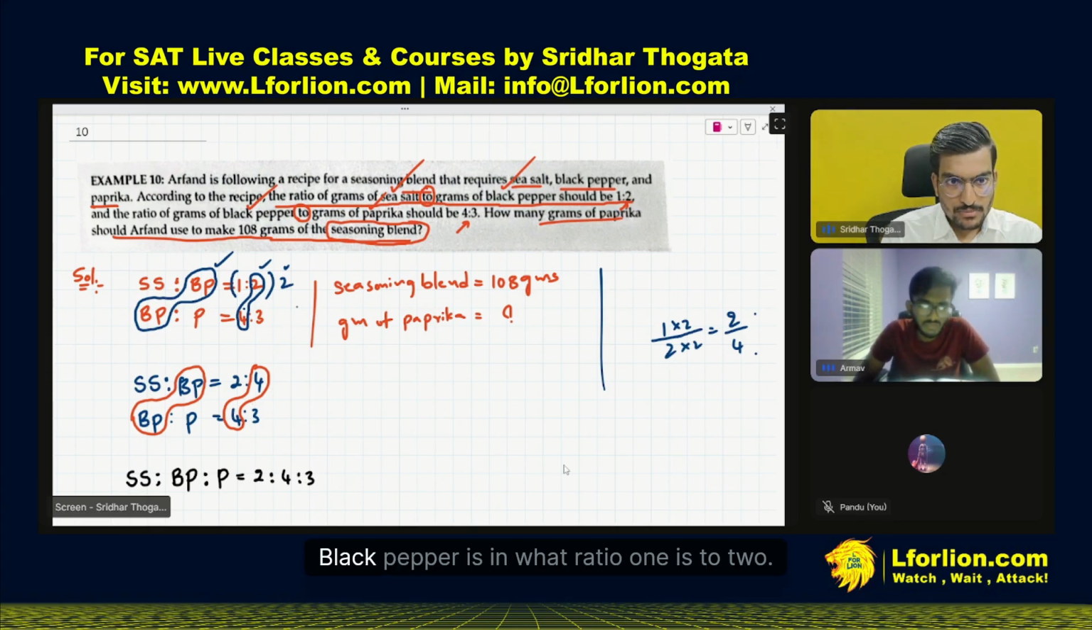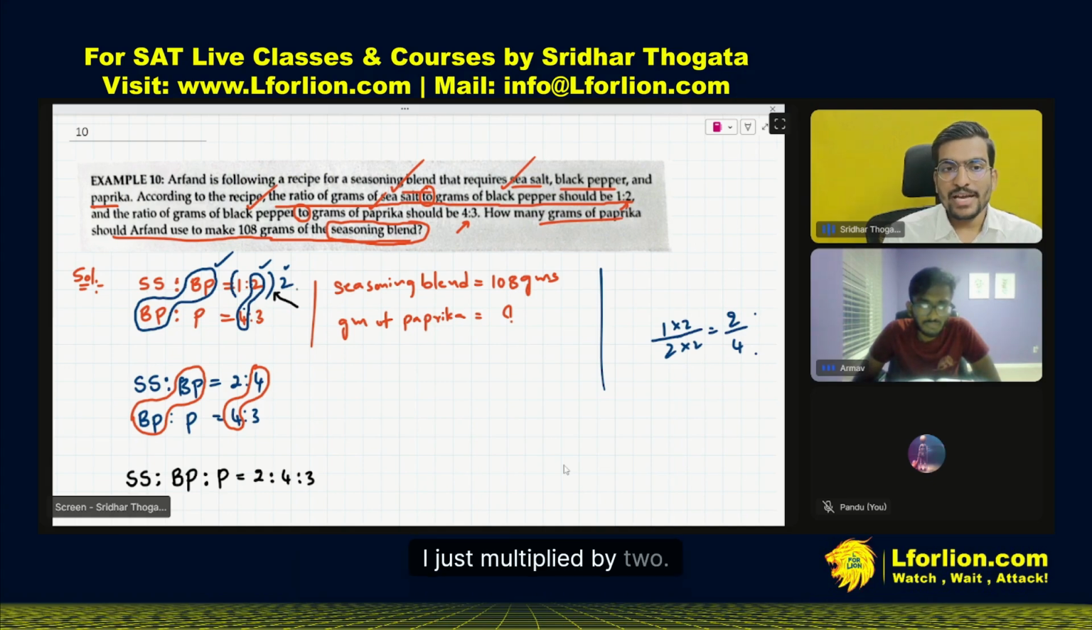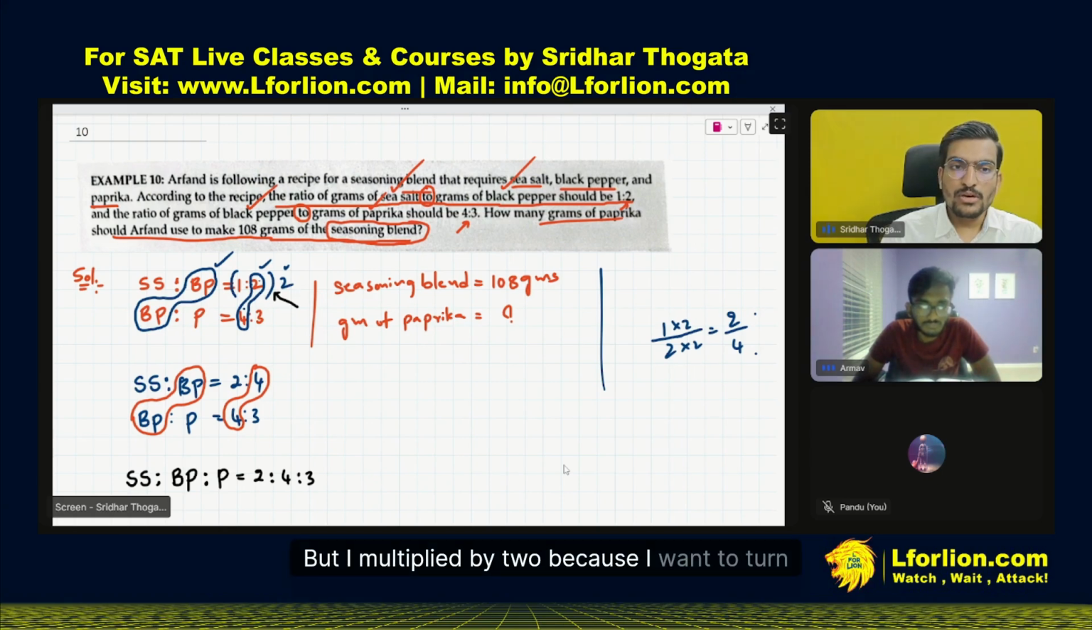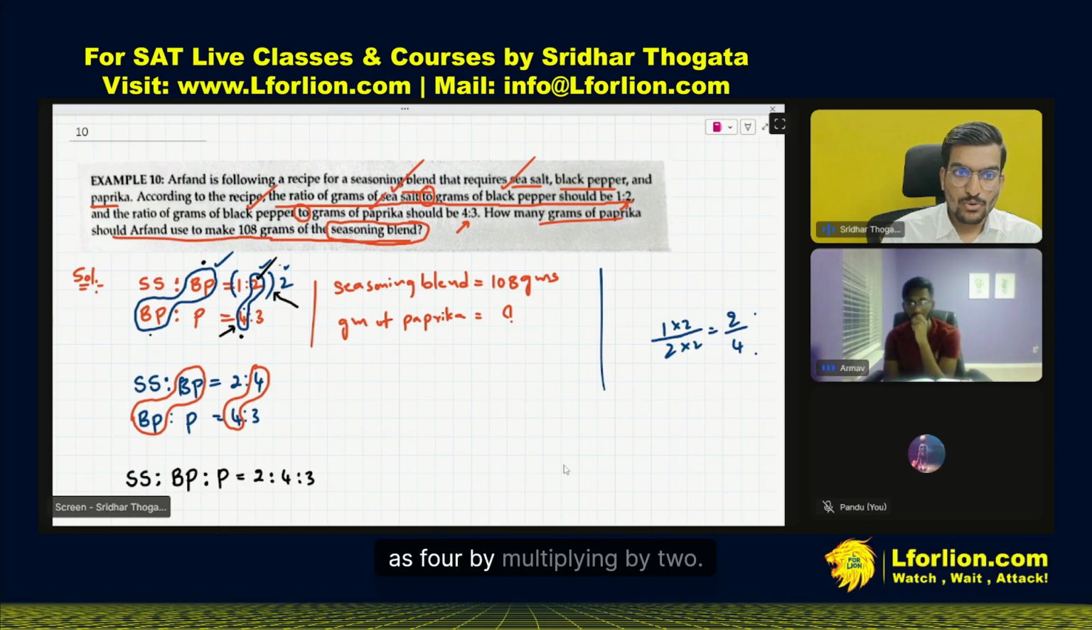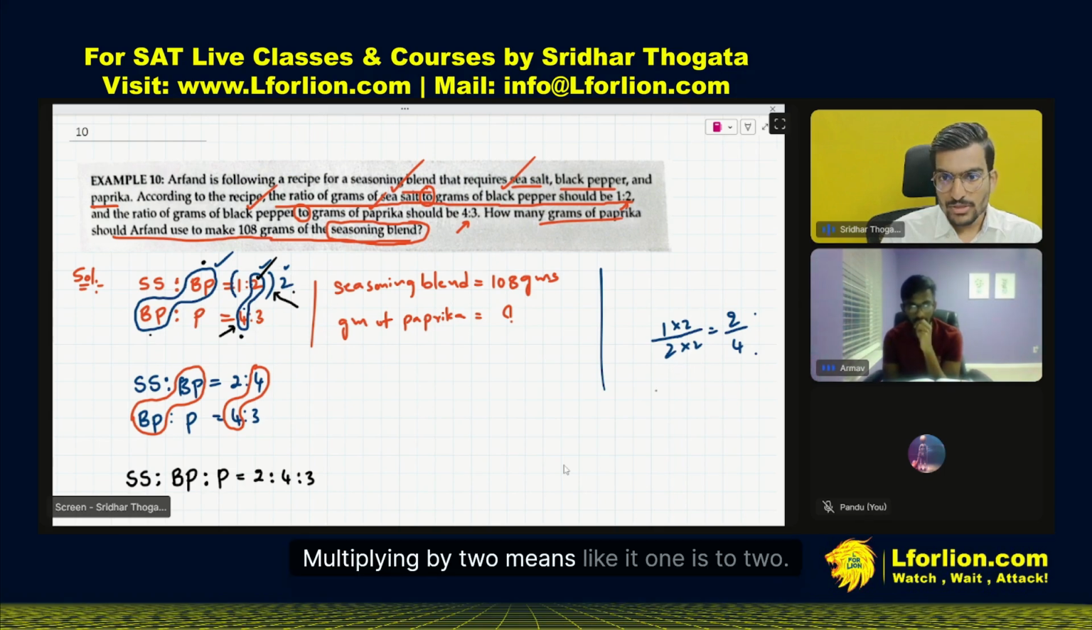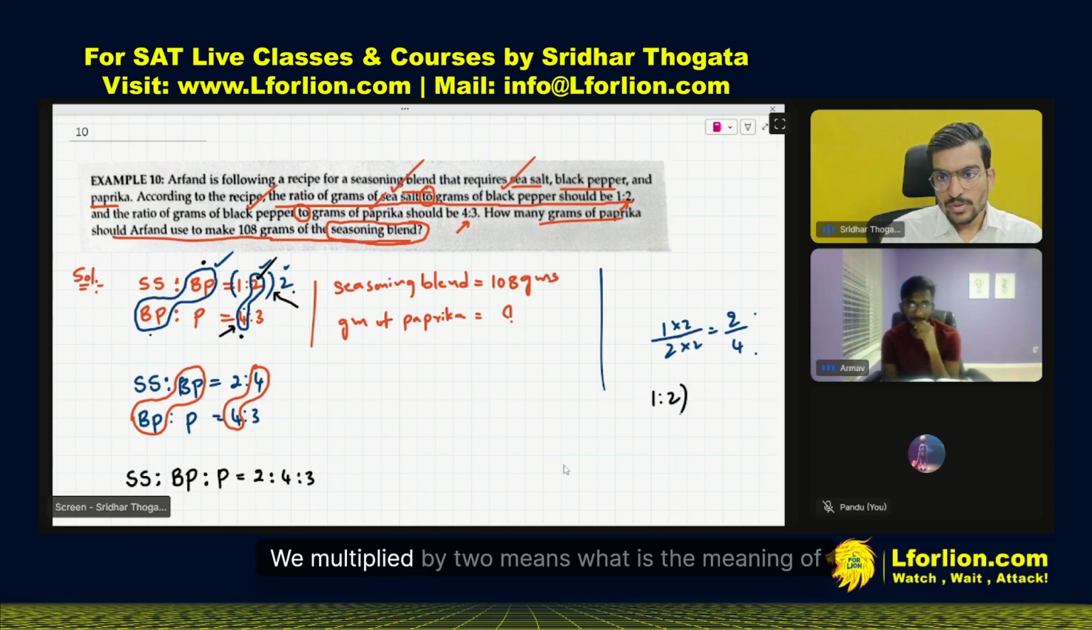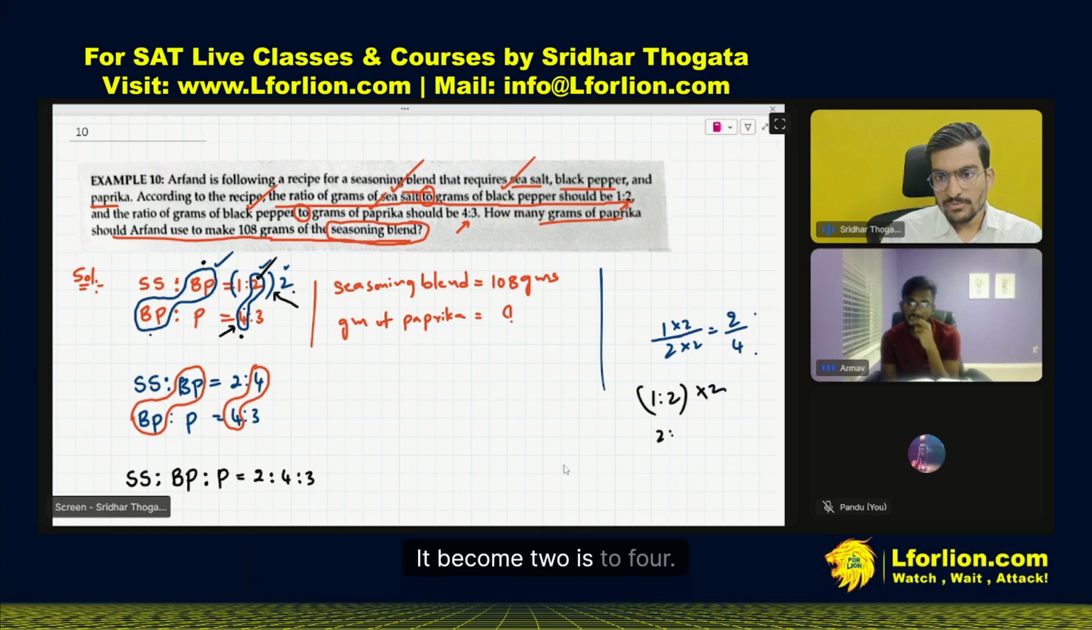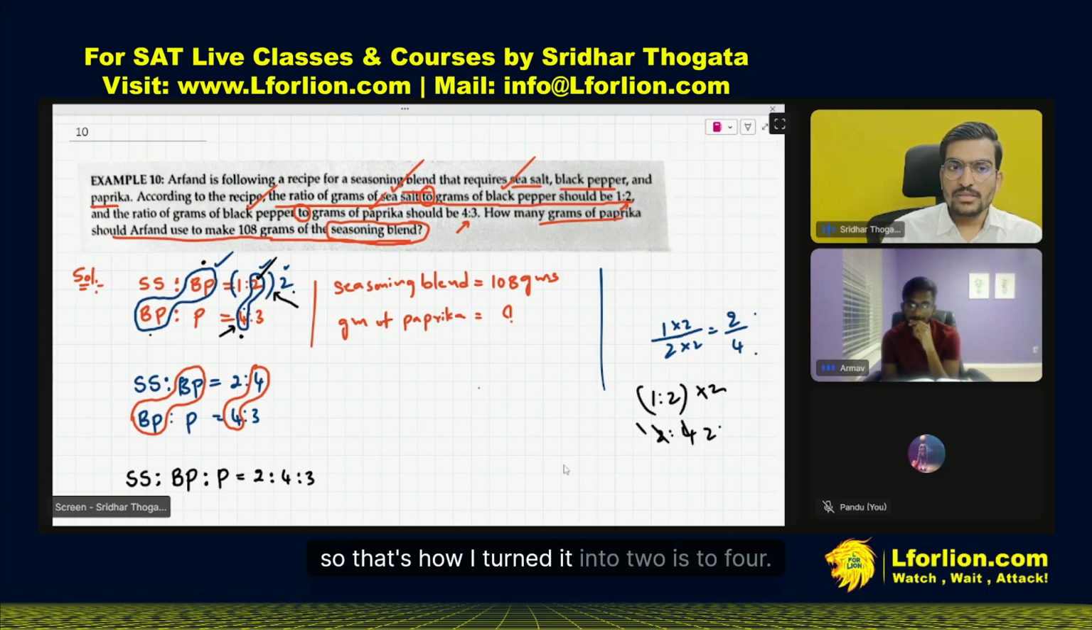You can see black pepper is in the ratio 1:2. I just multiplied by 2. I could multiply with another number also, but I multiplied by 2 because I want to turn black pepper into 4, since in the other ratio black pepper is 4. Multiplying 1:2 by 2 makes it 2:4, which, if you cancel out, is still 1:2 only. Got it? So that's how I turned it into 2:4.